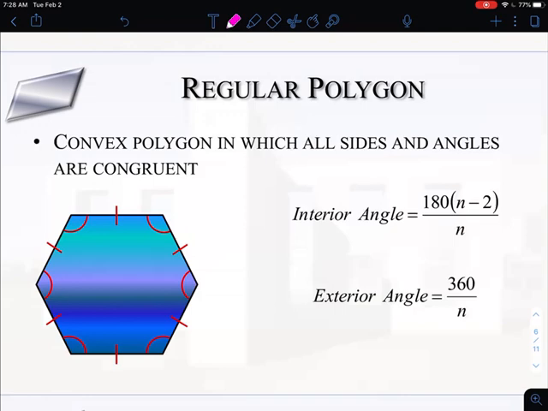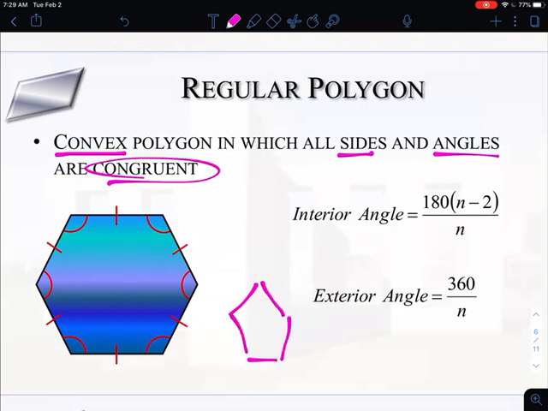Now, regular polygons, this is a new definition, so you're going to want to make sure you get this written down. A regular polygon is a convex polygon, so remember convex just means it doesn't cave in towards the middle, in which all sides and all angles are congruent. So we see a picture of what that looks like down below here. We have this hexagon. All 6 sides are marked congruent. All 6 angles are marked congruent. And that's going to be true for any regular polygon.